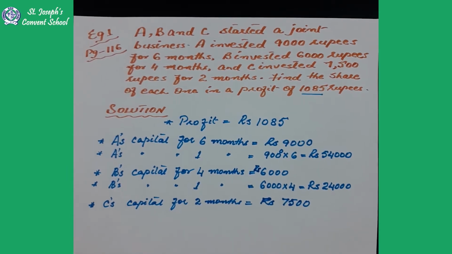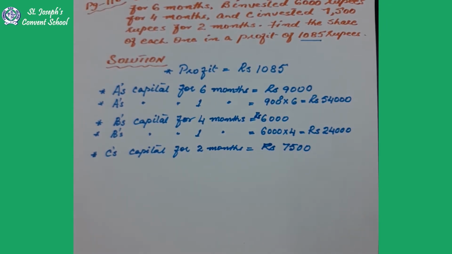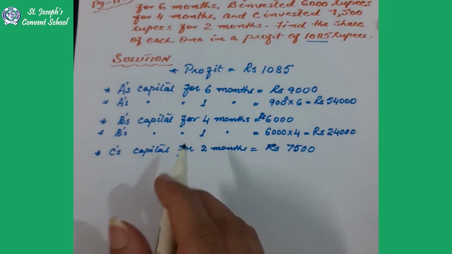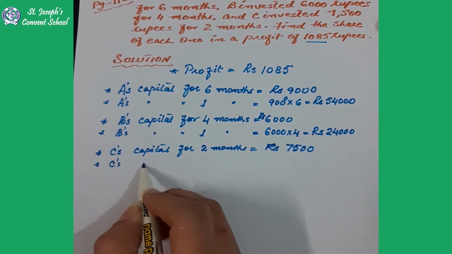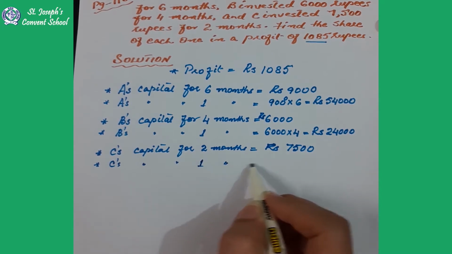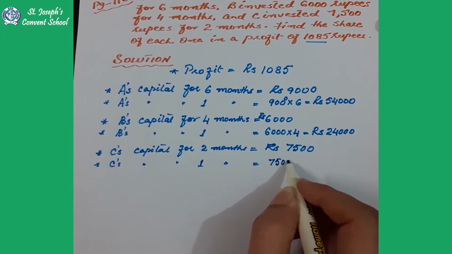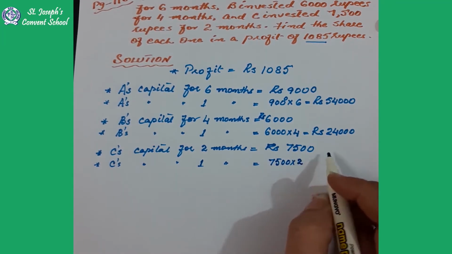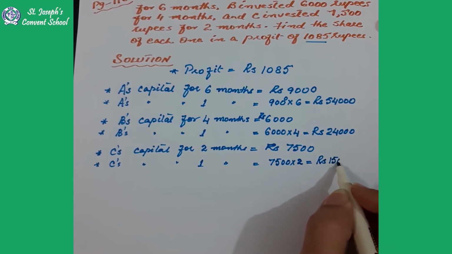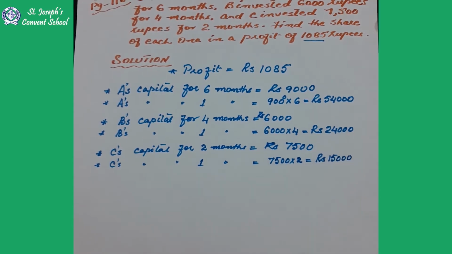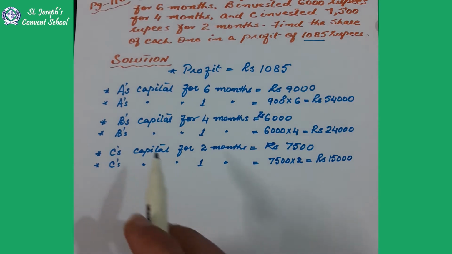Now again we'll find it for 1 month. Because all have invested for different time periods, so we will find it for 1 month. So C's capital for 1 month is 2 into this amount, 7,500 into 2, so the amount will come rupees 15,000. You can do the calculation with a simple calculator. Now we got the amount of all three for 1 month.